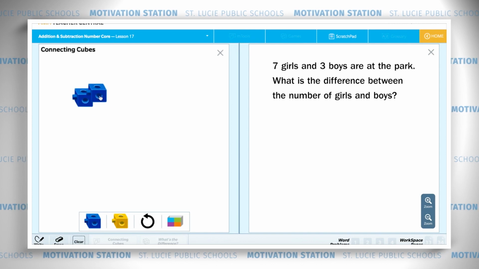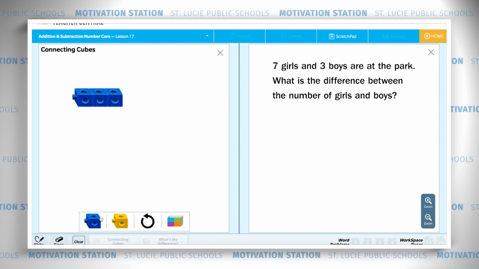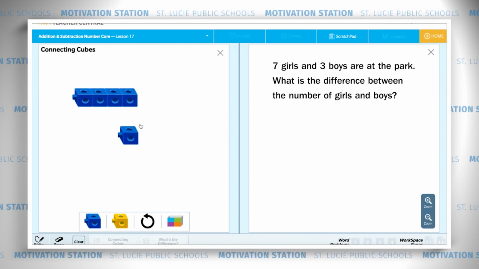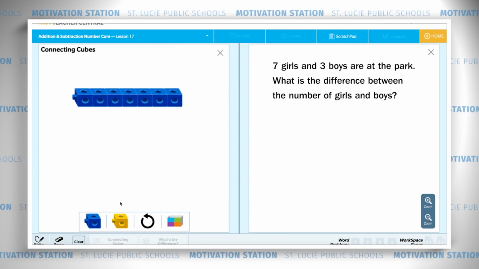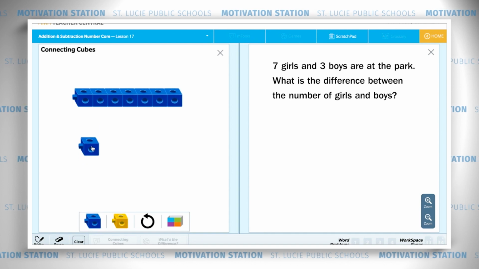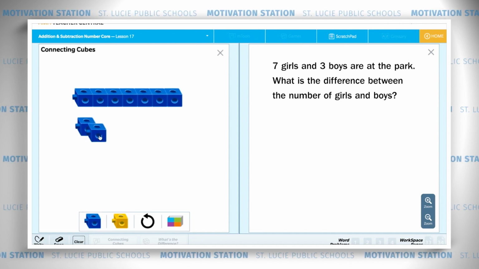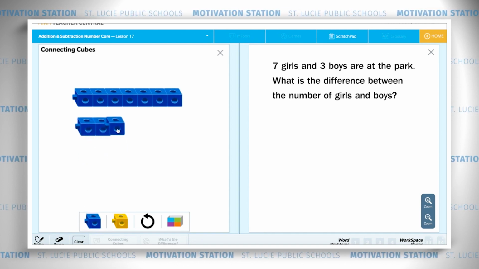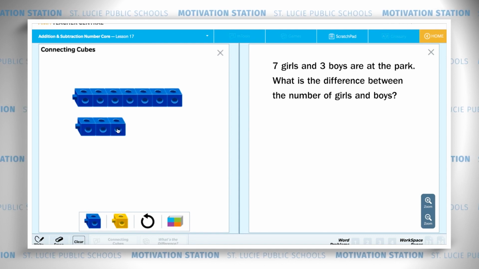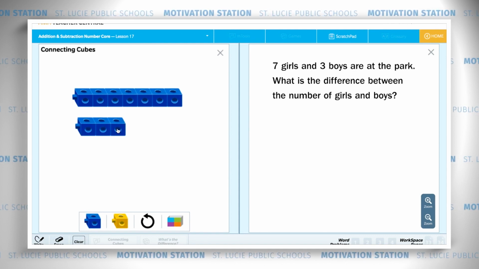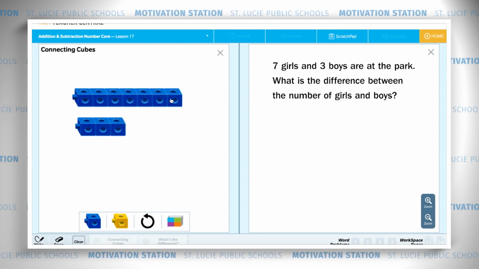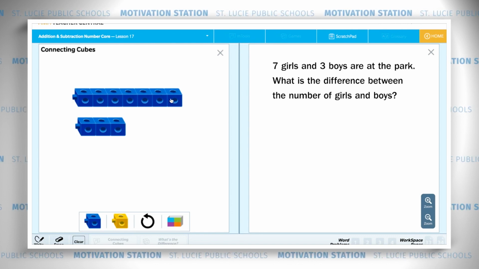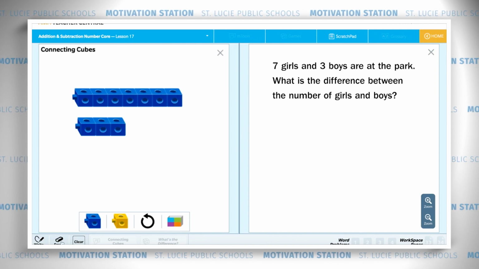1, 2, 3, 4, 5, 6, 7. Now 1, 2, 3. Okay, so we're going to put our trains next to each other like we did, and we're going to find the difference. 1, 2, 3, 4. What equation can we write to show the difference?